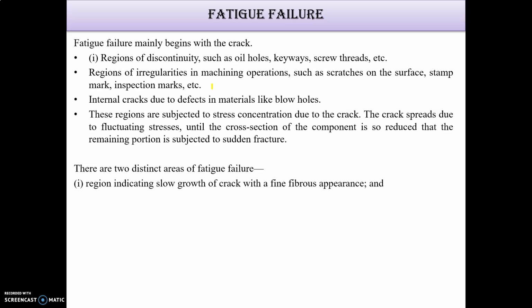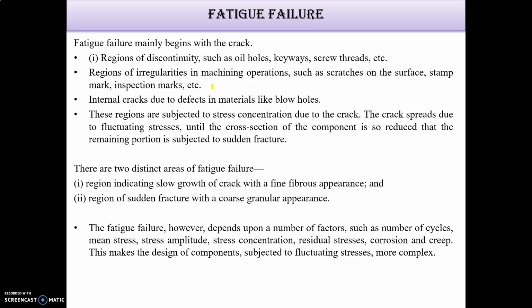So there are two distinct areas of fatigue failure: the region indicating slow growth of the crack, and the region of sudden fracture with a coarse granular appearance. The fatigue failure depends upon a number of factors like cycles, mean stress, stress concentration, residual stresses, corrosion, and many more. This makes the design of components subject to fluctuating stresses more complex. Fatigue failure is a criterion in design, to design a component based on fatigue failure, mostly in rotating elements.